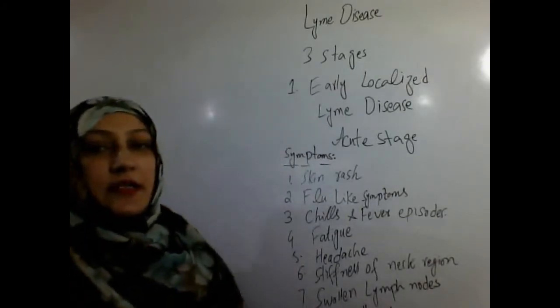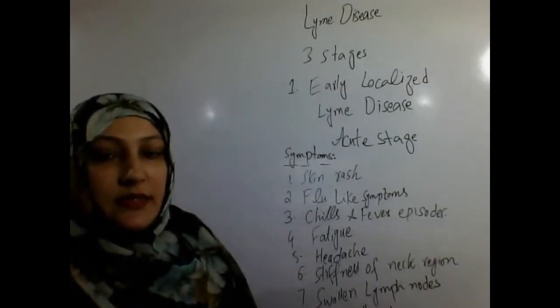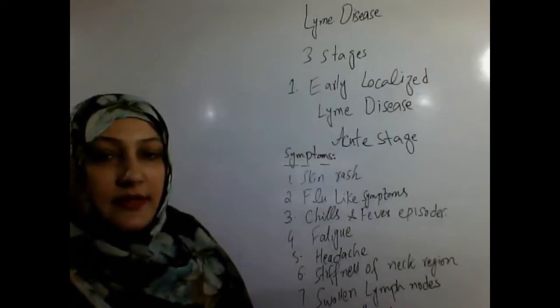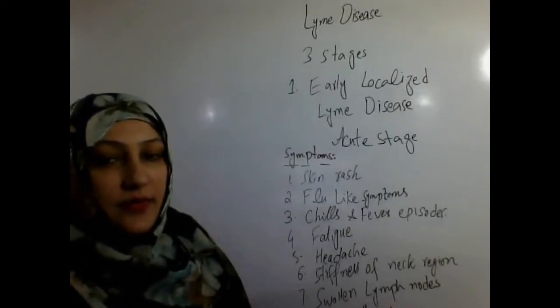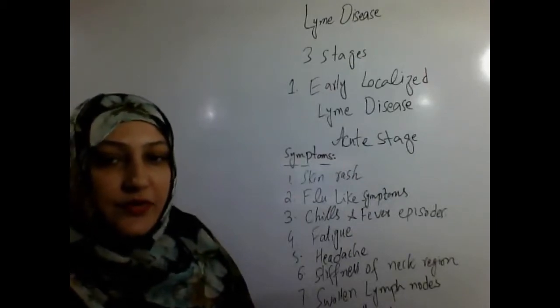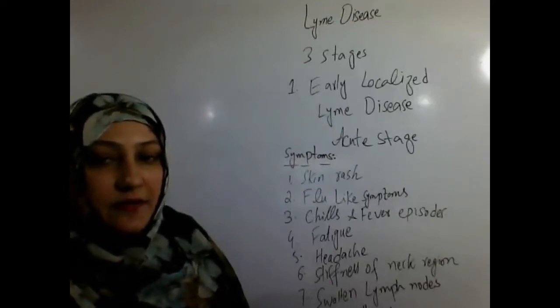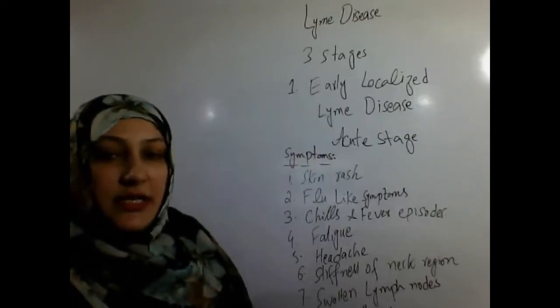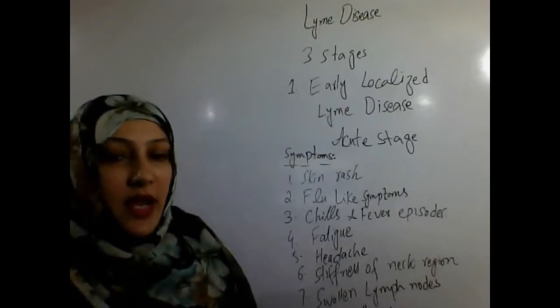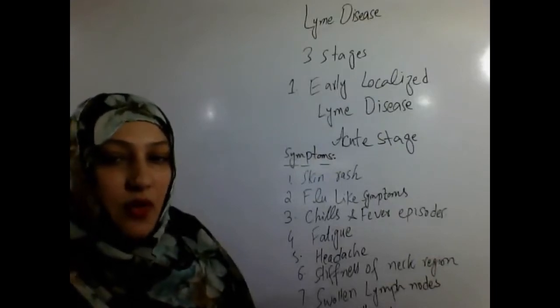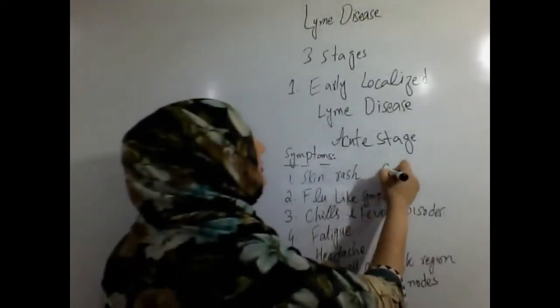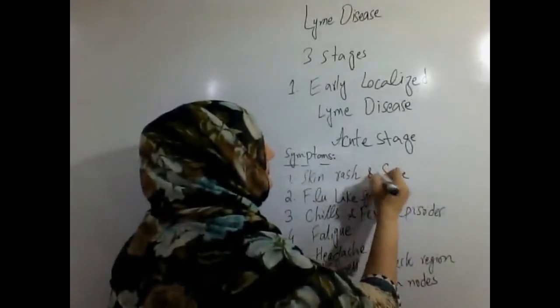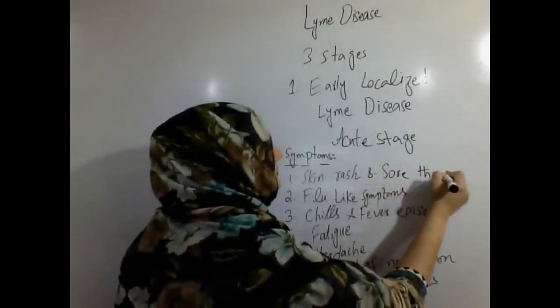In the first stage, early localized Lyme disease, the acute stage of this disease shows different symptoms like skin rash, flu-like symptoms, chills and fever episodes, fatigue, headache, stiffness of the neck region, swollen lymph nodes, and the sore throat.